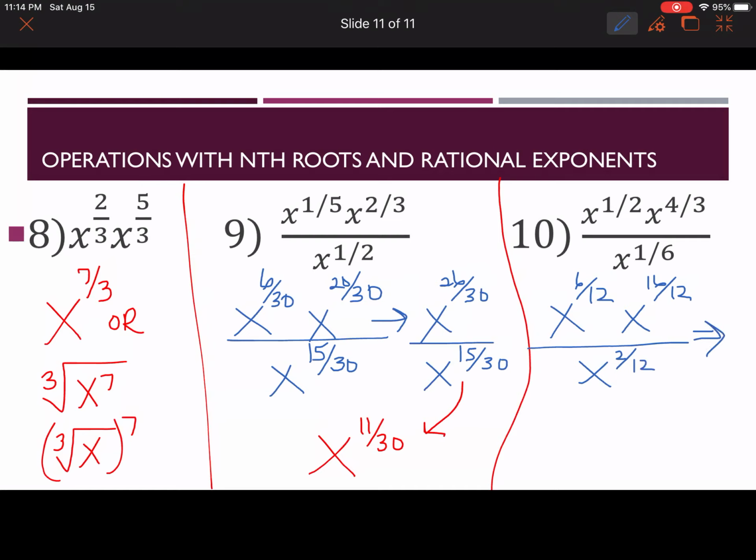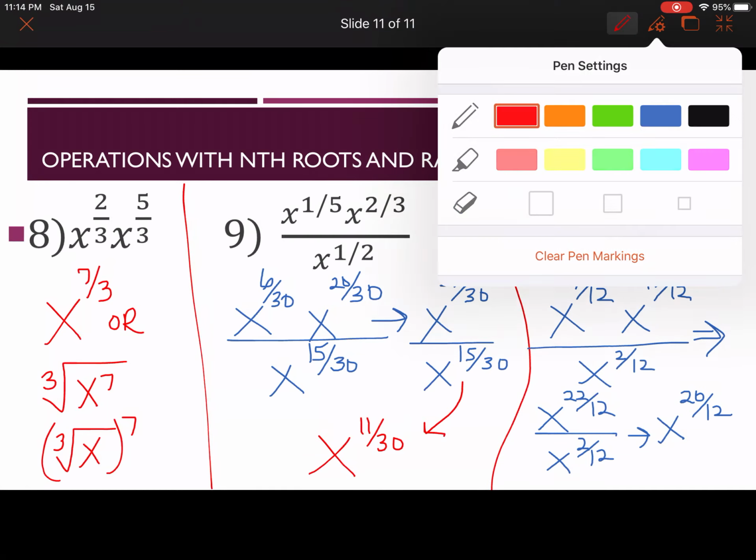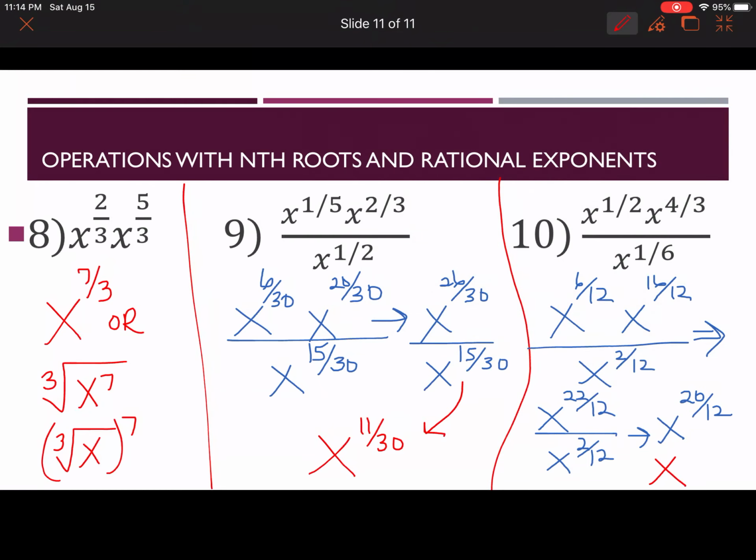Okay. So I'm going to begin by adding 6 over 12 and 16 over 12. So that gives me x to the power of 22 over 12, over x to the power of 2 over 12. So we're left with x to the power of 20 over 12. And that can be reduced. So we can actually divide that by 4. So our final answer is x to the power of 5/3.